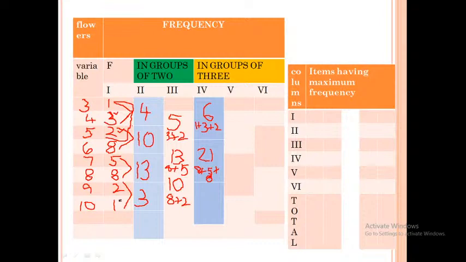You cannot group into 3. For grouping into 3, 3 values are required. So here only 2 values are there. We have to leave that value. You cannot group into 3.